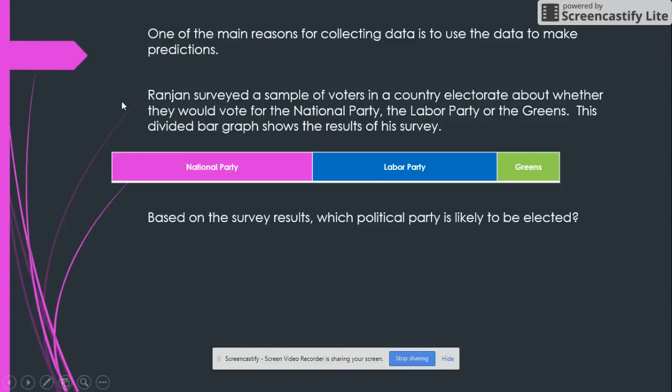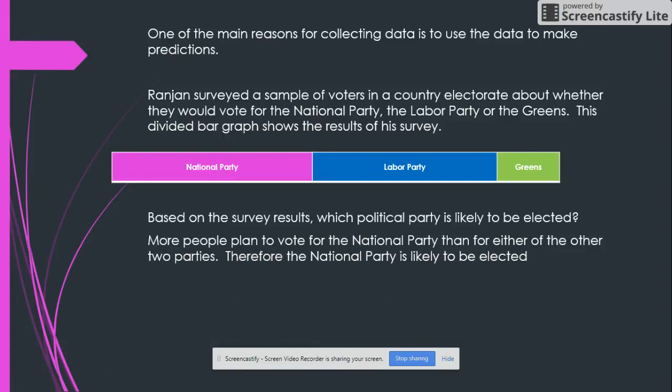So if you look, which one has got more on? Well, the pink has, so that'll be the National Party. More people plan to vote for the National Party than for either of the other two parties. Therefore, the National Party is likely to be elected.